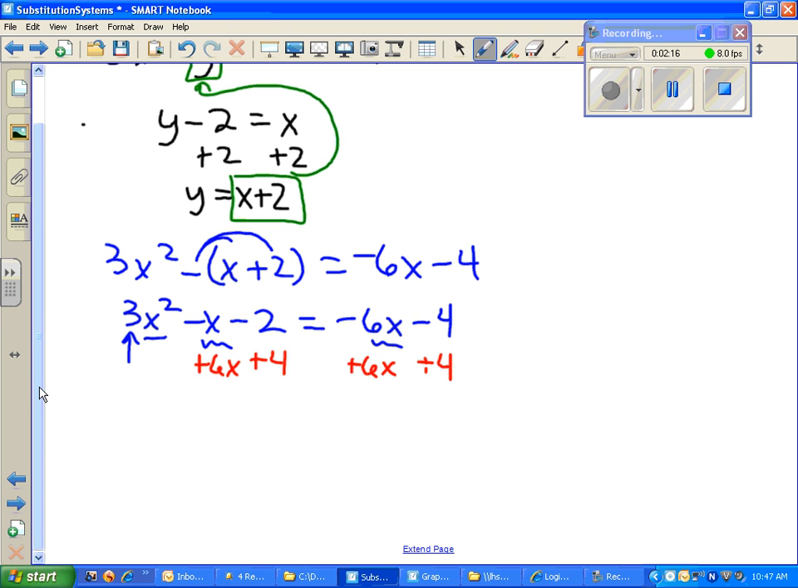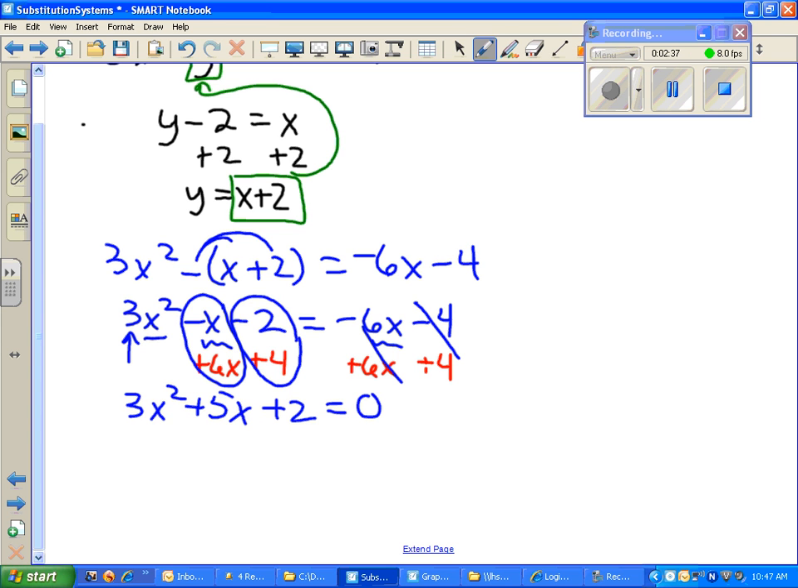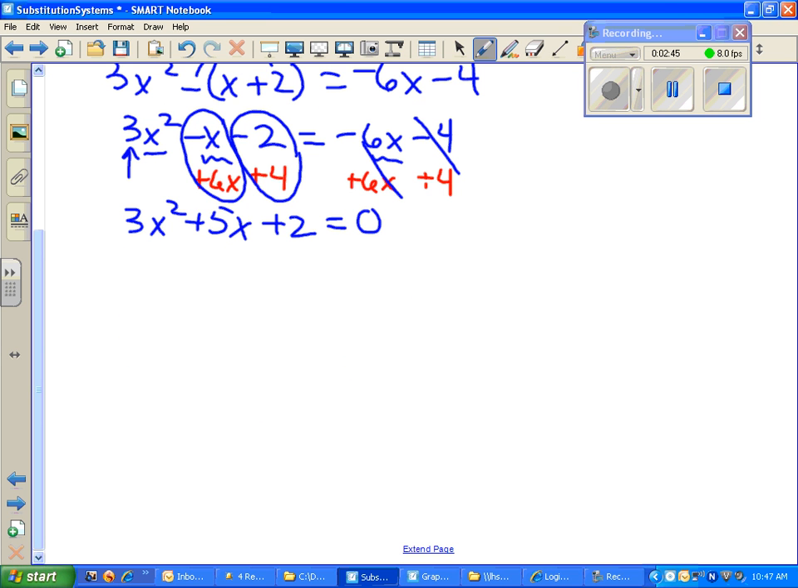So I already had x's and constants on the left side, so I'm going to be putting those together. So the first thing, 3x squared stays the same. These will combine to be positive 5x. These will combine to be positive 2. And then everything cancels on the other side so that the right side ends up being 0. And this is the point where we are making the video for, because we have a coefficient on our x squared other than 1.